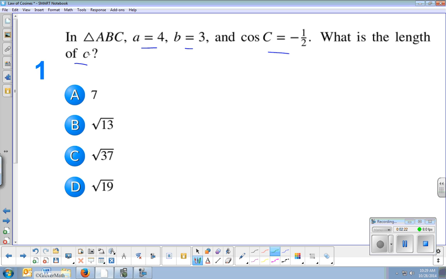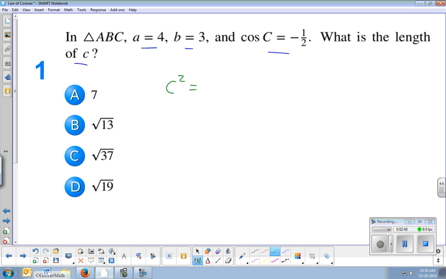Plus, there are 1, 2, 3 sides involved. Even though one of them's missing, it's involved. And one angle. That's another law of cosine hint: 3 sides and 1 angle, where law of sines tends to be 2 sides, 2 angles. So anyways, I want to find the length of C. And so I'll write my formula in terms of C.